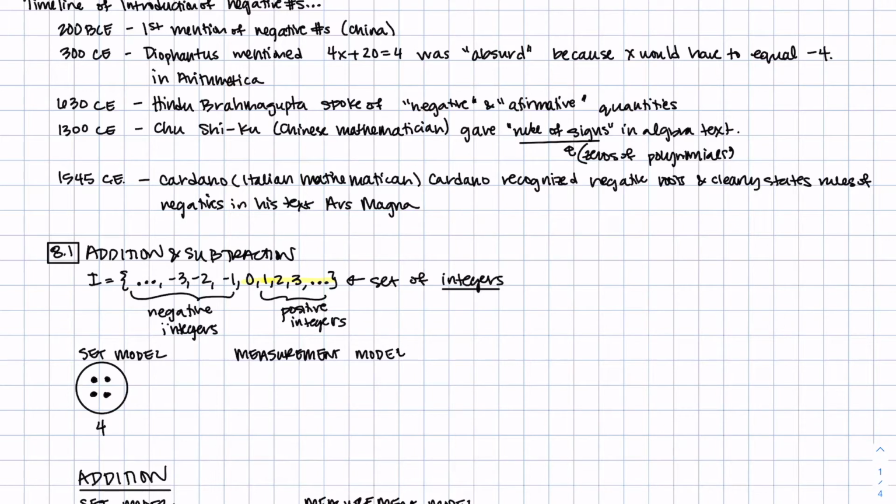And when we talk about the integers, we're now going to include all of the negative whole numbers. So -1, -2, -3, and -4, and so on. And 0 is definitely in this set as well. So your book denotes this with a capital I.